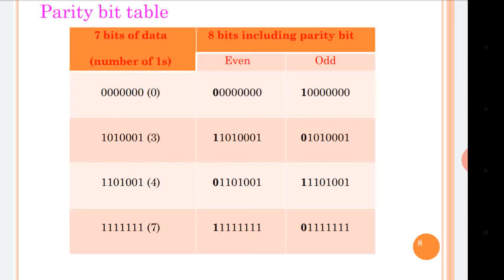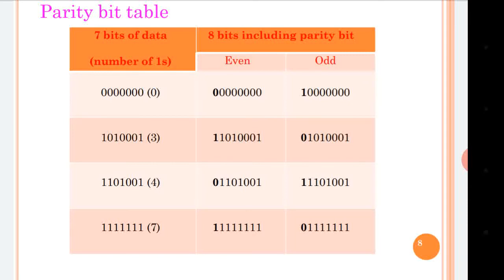Second example includes 3 times 1. So in order to make it even parity data, I will add one more 1 as a parity bit, so as to make total number of the ones even, which is 4 in that case. And in order to make that data odd parity data, I will add 0 as a parity bit.